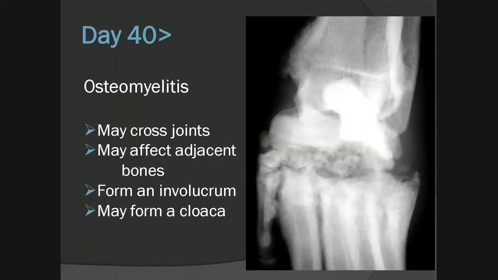So from day 40 on, the osteomyelitis becomes very chronic. It may cross joints, and it may affect adjacent bones. For example, in this carpal joint, the small carpal bones show quite a lot of moth-eaten lysis. And there's another two important concepts that we must look at, and that's the formation of an involucrum or a cloaca, and I'll discuss that on the next slide.